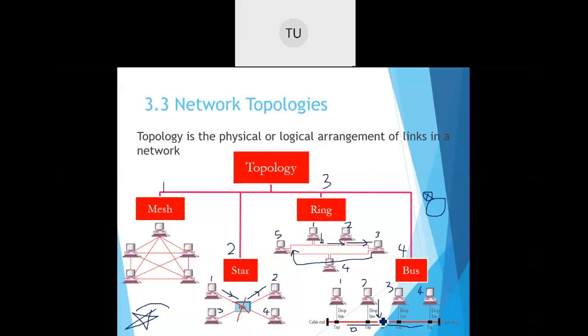Let's say PC number one and PC number two want to send the data. So let's say PC number two requests for the bus first, and PC number one is the second one to send the data.